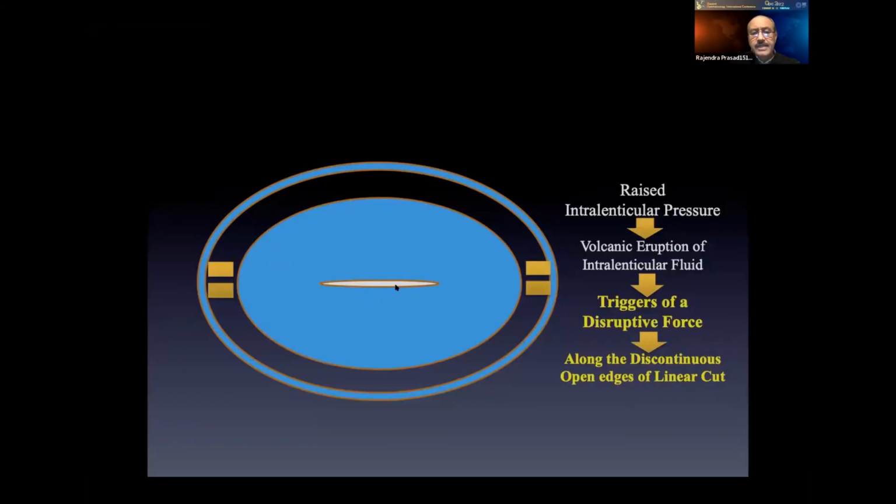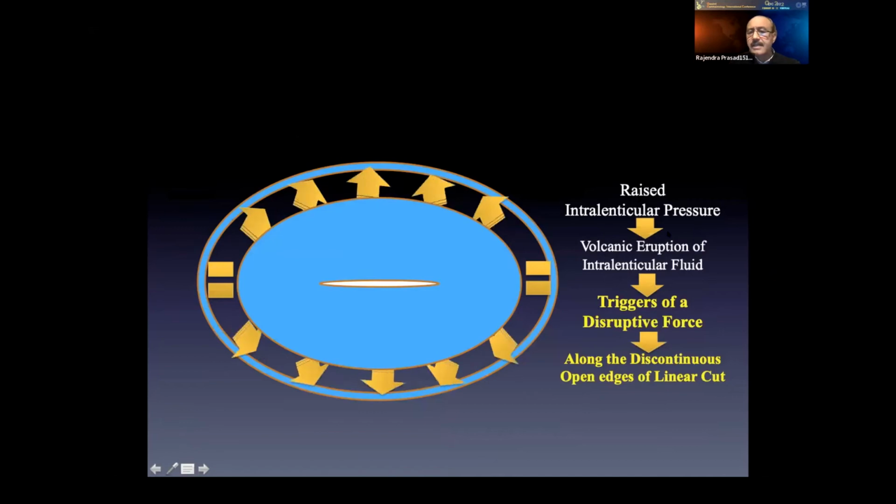And we know that if you create a linear cut and there is a raised intralenticular pressure, when you open up the capsule, there would be a volcanic eruption of the intralenticular fluid also. And these two factors trigger a disruptive force along the discontinuous opening of the tear which we have already created on the anterior capsule.